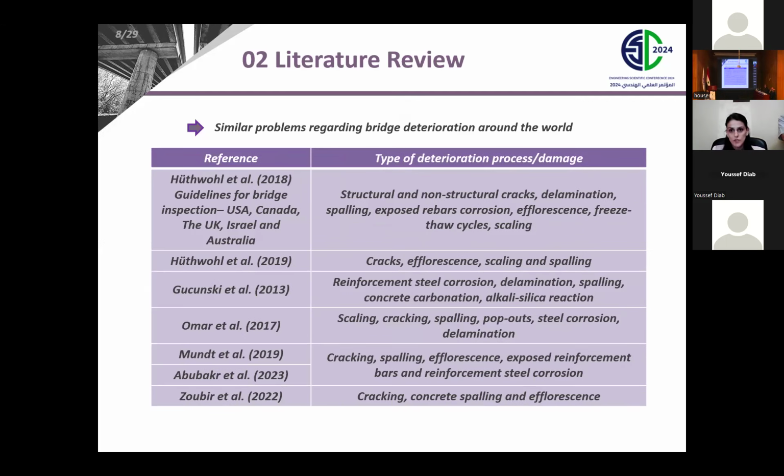The overall conclusion is that the factors that affect the bridge's conditions and the effect they have on the structural members are similar. Moreover, there are some processes and damage that are found in almost every bridge. Thus, these types of deterioration are the main subject of study in the literature.